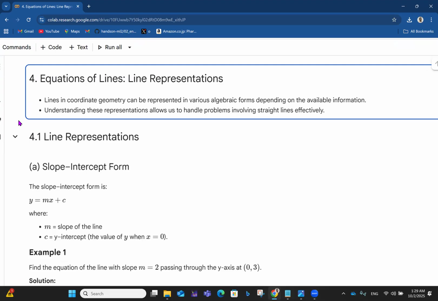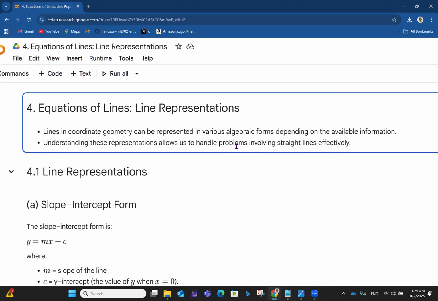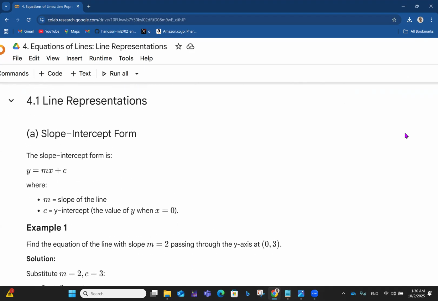Lines in coordinate geometry can be represented in various algebraic forms depending on the available information. So, there is some key information about a straight line, and depending on which one you have, you can get a particular form of that line. So understanding these representations allows us to handle problems involving straight lines effectively. So let's go straight and talk about line representations.